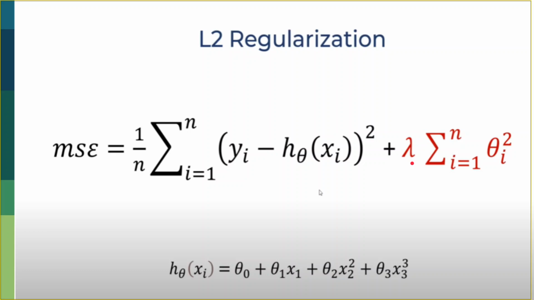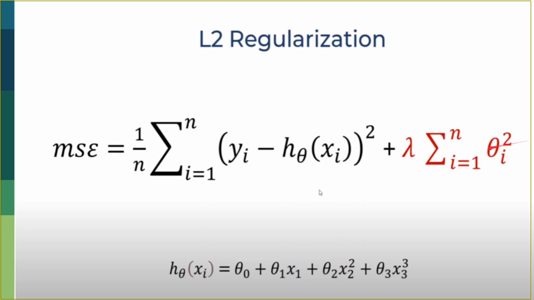If you make this bigger, then the value of theta will get smaller and smaller. And if you make this lambda smaller, the value of theta will get bigger and bigger. So by adding this term, we ensure that our theta values are not too large.